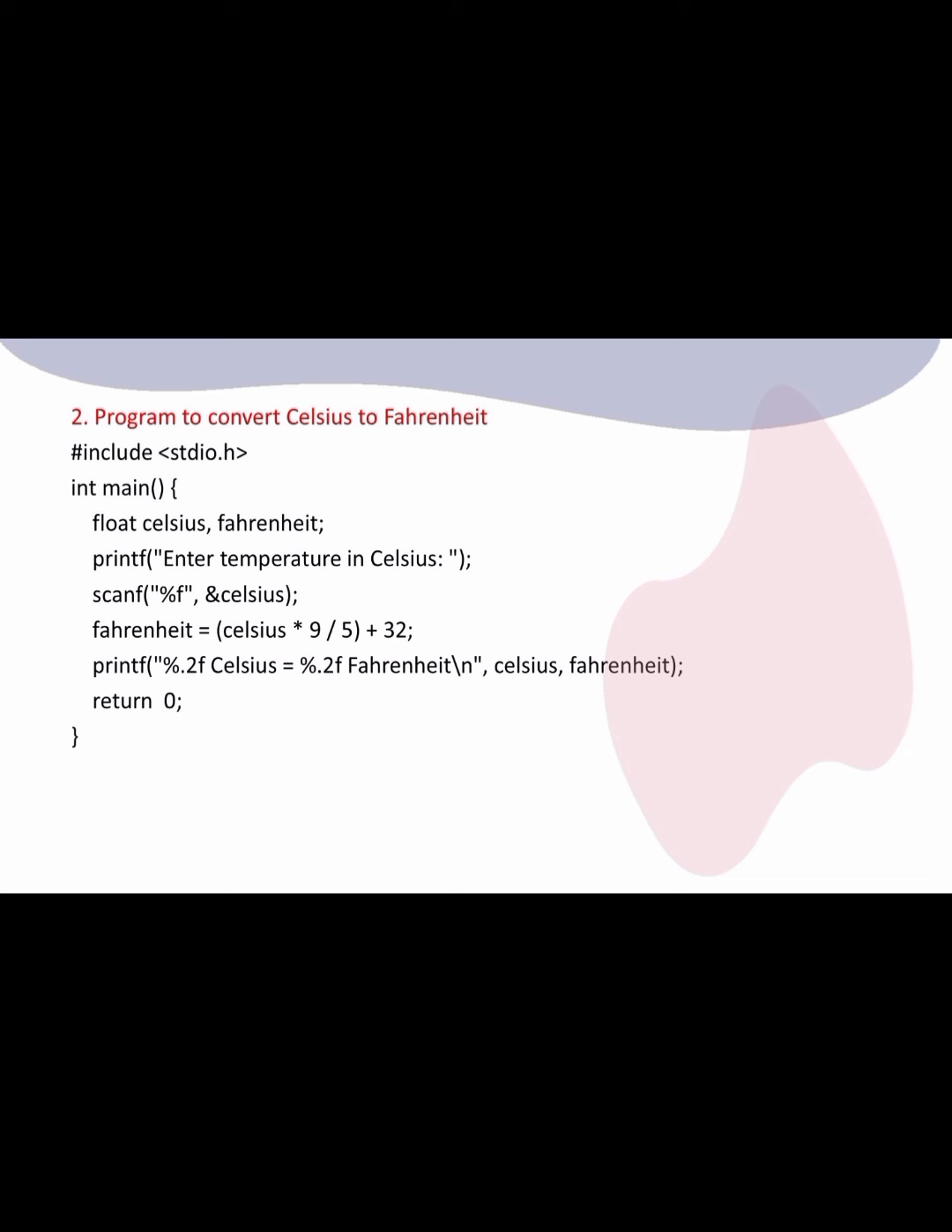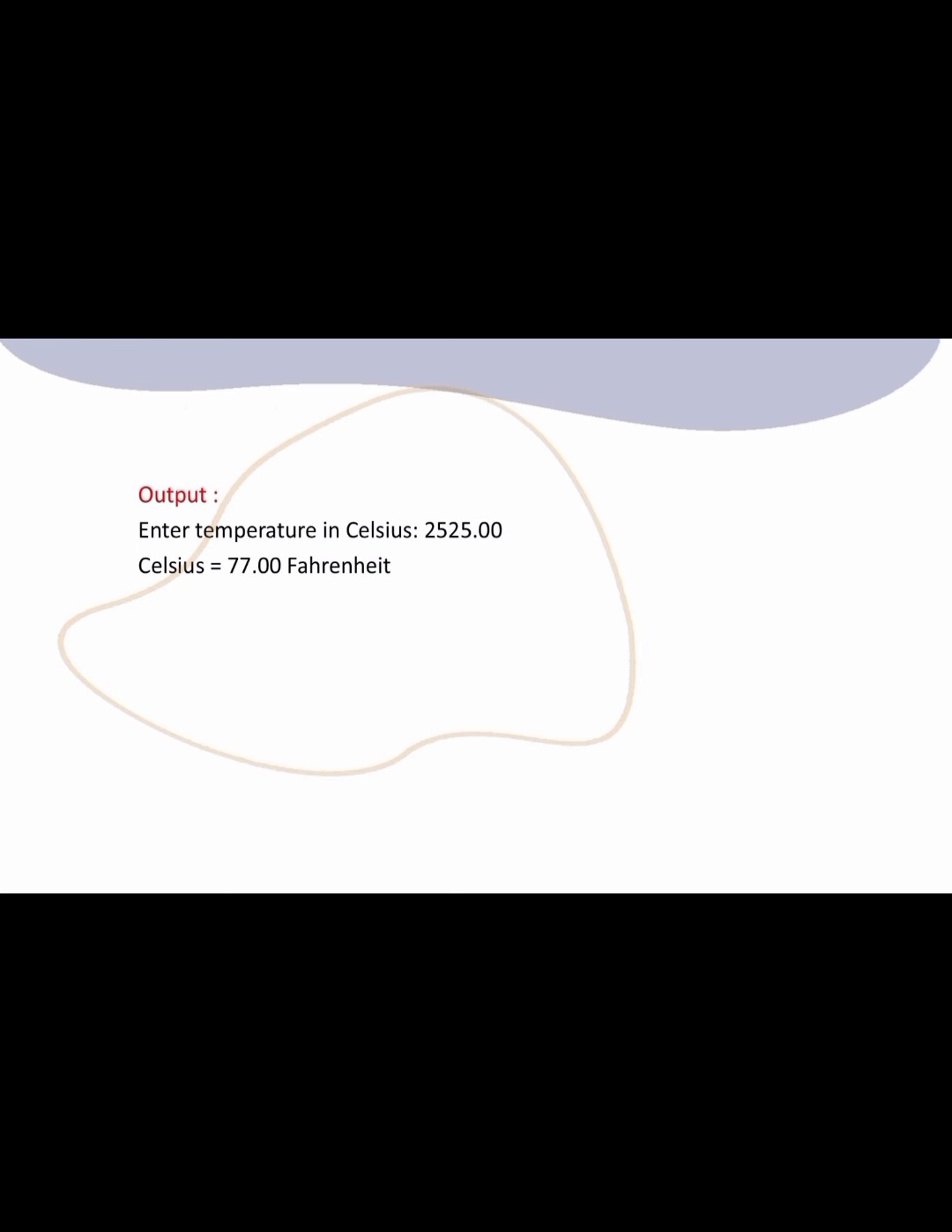Integer constants are numerical constants without a fractional or exponential part. Operators. C provides a variety of operators. Fahrenheit is equal to Celsius times 9 divided by 5 plus 32. Using this formula we can convert Celsius to Fahrenheit, and the resulting output will be this.